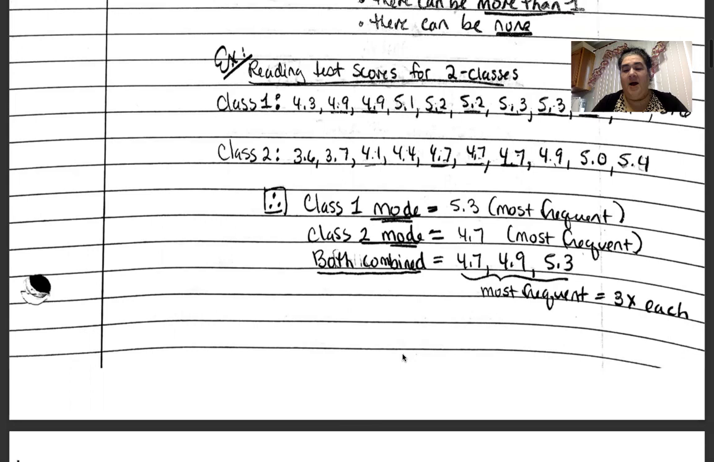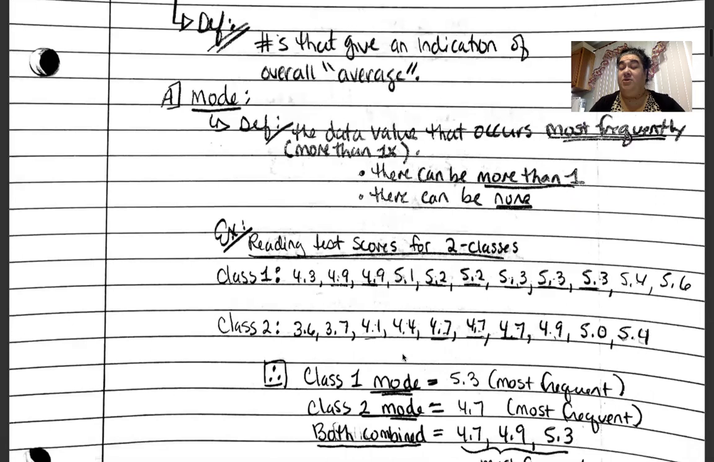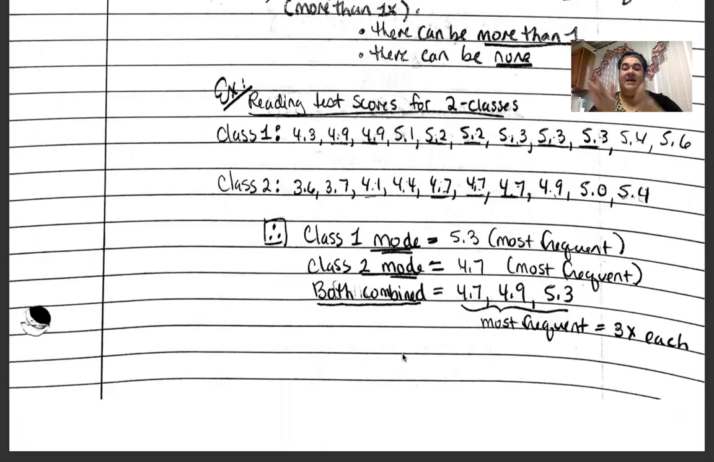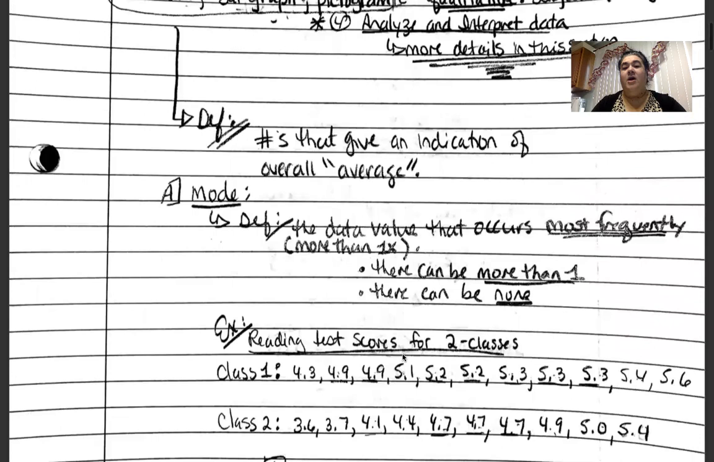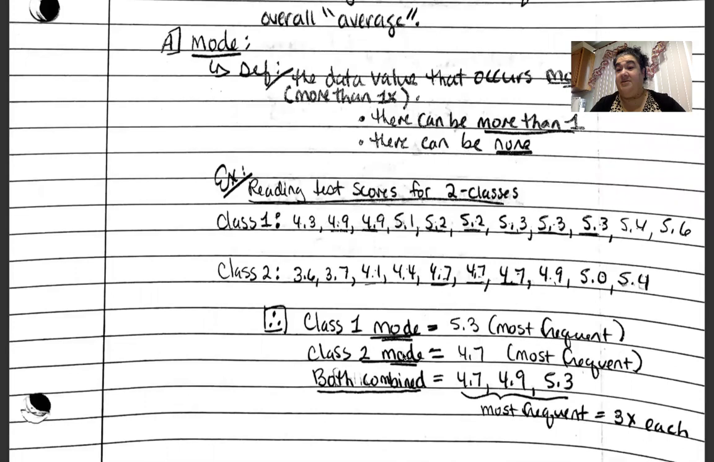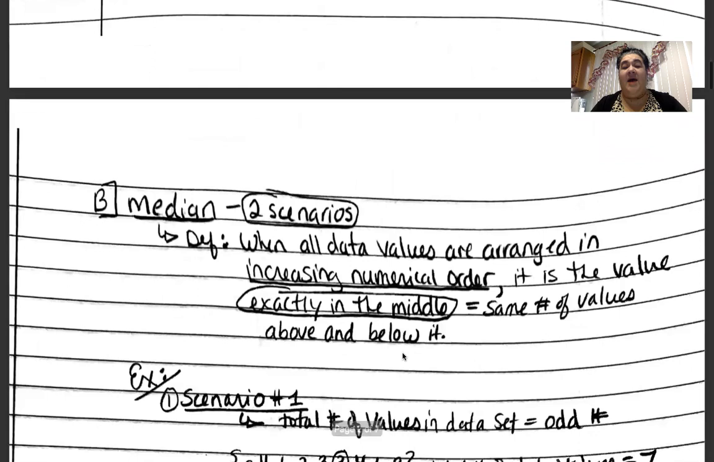And that is one of the simplest ways that we can measure central tendency, okay? Meaning the tendency for the data to gather in the middle value, okay? As you saw here, the numbers give an indication of the overall average of the values present in that particular data set. Now, the next measure of central tendency that we have is the median.